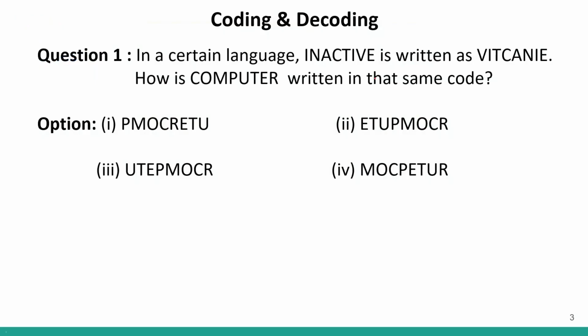So let us begin. Now, before we start solving the questions, let us look at all the four concepts that we have already discussed in previous lectures, which will be used for solving questions on coding and decoding. The first concept is of forward rank.